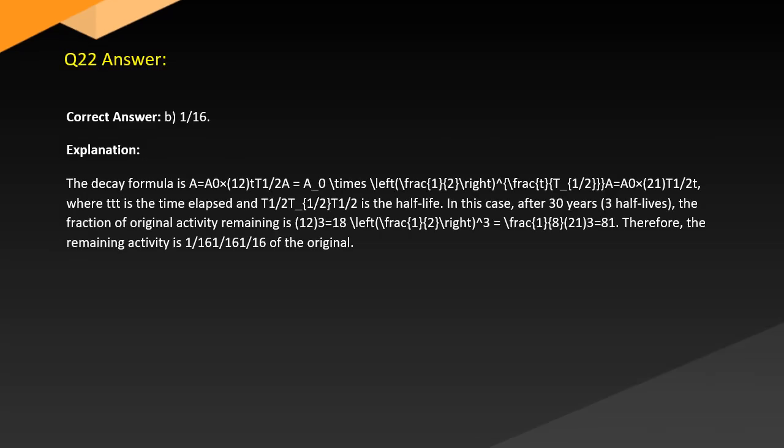Answer. Correct answer: B. 1/16. Explanation: the decay formula is A = A0 × (1/2)^(t/T½), where t is the time elapsed and T½ is the half-life. In this case, after 30 years, or 3 half-lives, the fraction of original activity remaining is (1/2)^3 = 1/8. Therefore, the remaining activity is 1/16 of the original.